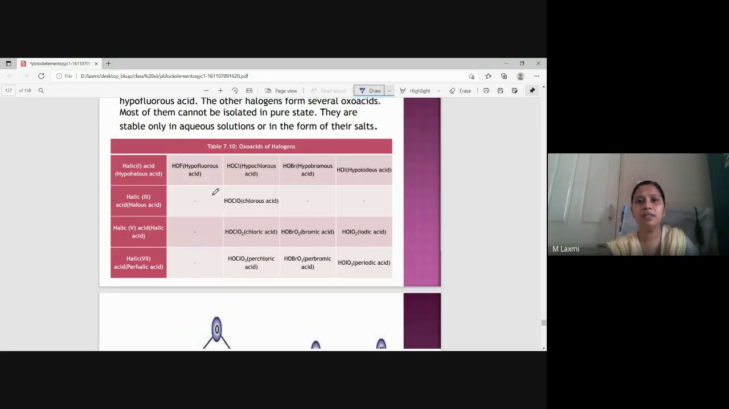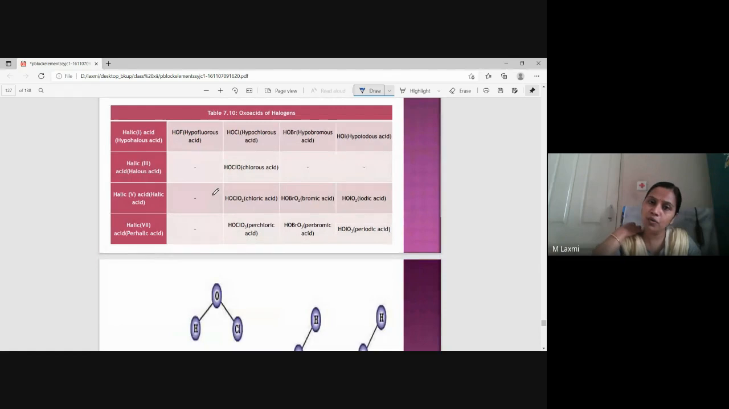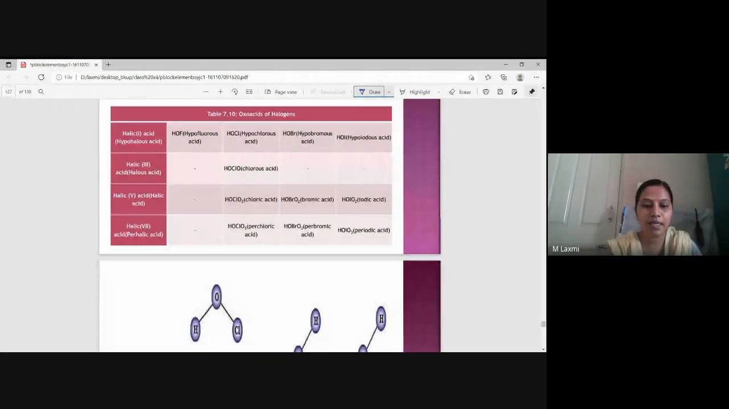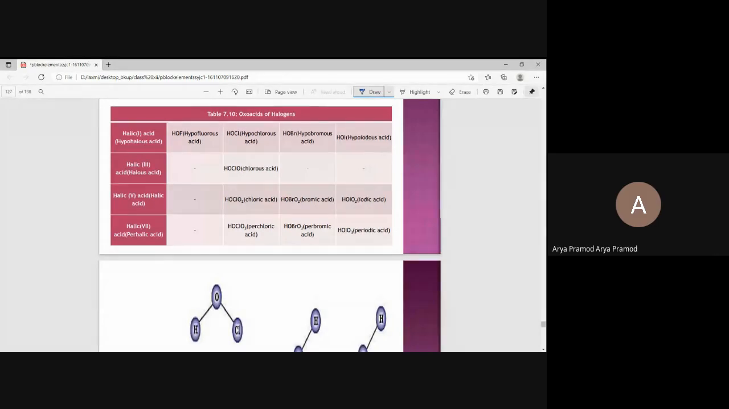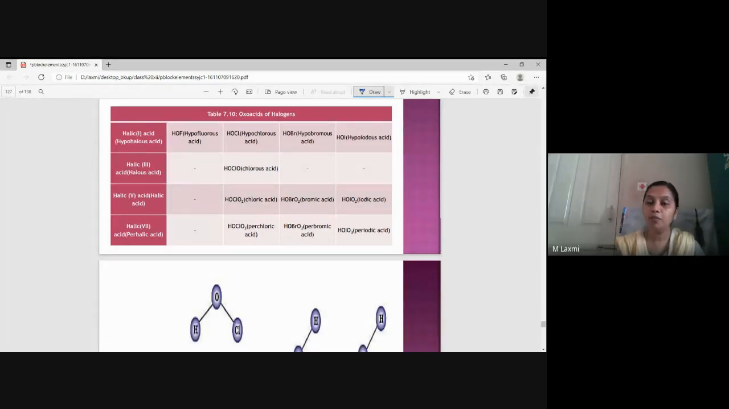So what about the oxo acid of fluorine? How many oxo acids are formed by fluorine? Only one, ma'am. What is the name? Hypofluorous acid, HOF, while all the others form many oxo acids, but not all of them are stable. They will be stable only in aqueous solution or in their salt form.